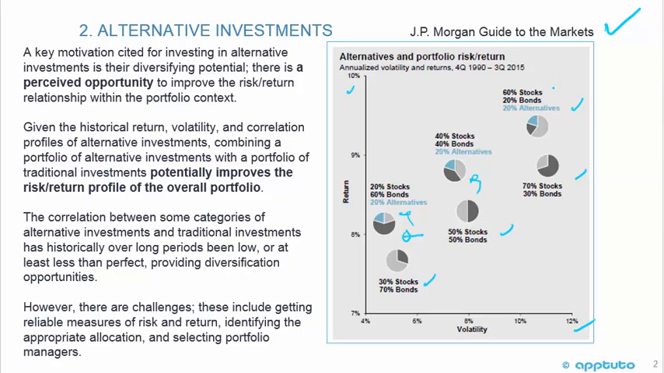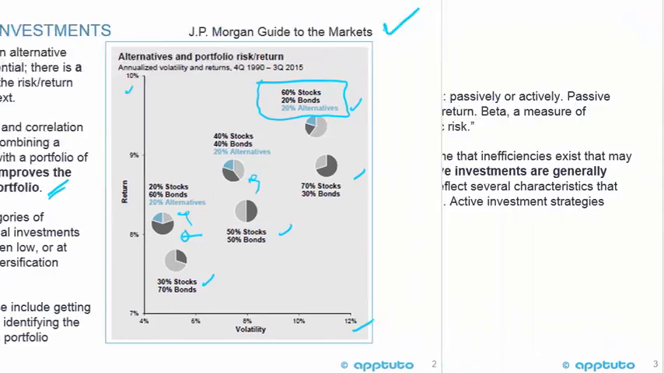And then finally, again, in their graphical representation, this portfolio here, 60% stocks, 20% bonds, 20% alternative, you can see it's got a higher risk with a higher return, less risk than the 70% stock, 30% bonds. So again, this is saying that it can potentially improve the risk-return profile of the overall portfolio.